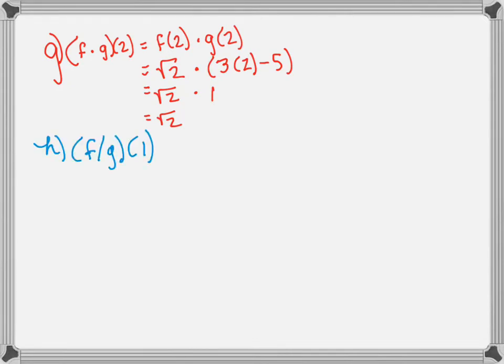H is the quotient of f and g of 1, or f of 1 divided by g of 1, which is the square root of 1 over 3 times 1 minus 5, or 1 over negative 2.